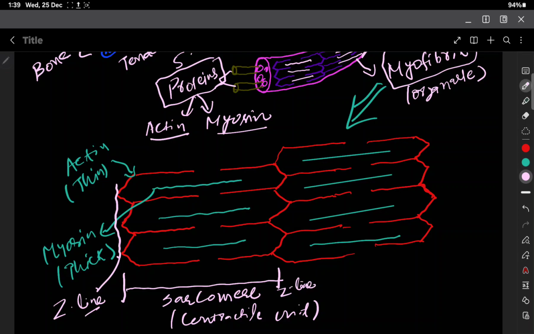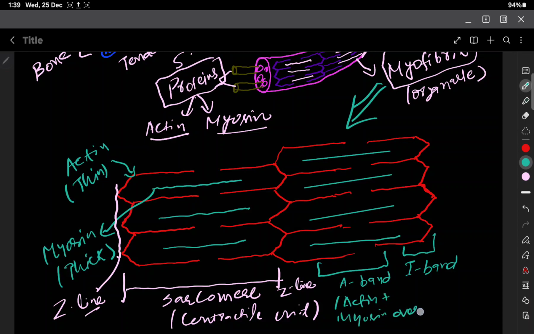Now, the area where only the actin filaments are present is called the I band. For example, this part here, where only the actin filaments are present, will be called the I band. And where the actin and myosin overlap, that is called the A band. This one is the A band. So the overlapping of actin and myosin is called the A band.